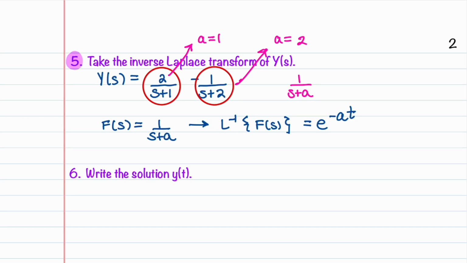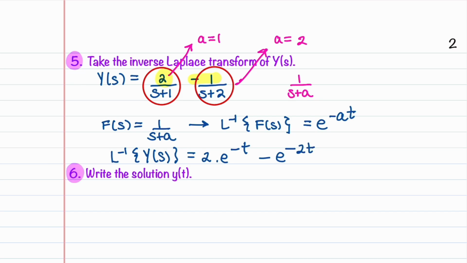When we use this formula, we see that the inverse Laplace transform of capital Y of s is equal to 2, that's just this constant right there, times e to the minus at, and now a is 1, so we just have minus t. And then our next constant is minus 1, so we have minus e to the minus at, a in this case is 2, so we have minus 2t.